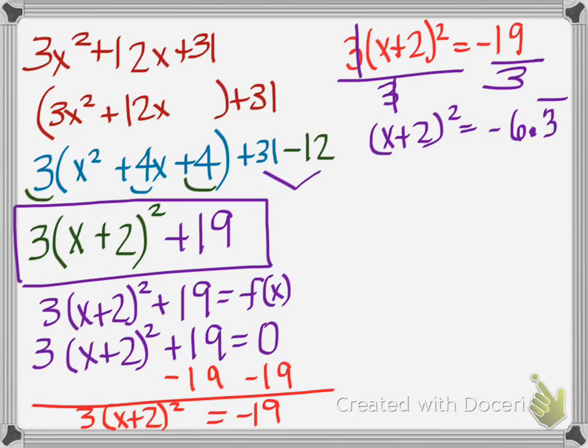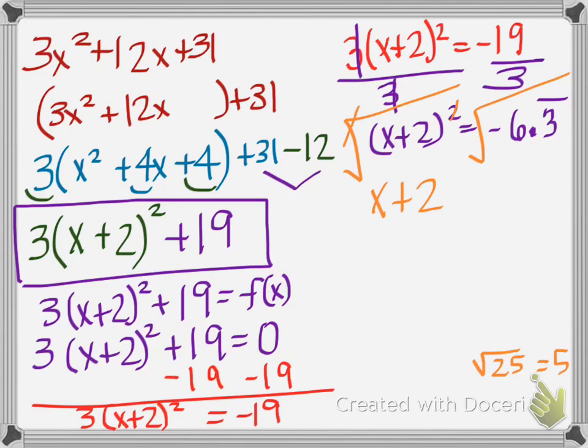As we recall from previously, the next step is to do the opposite of squaring, which is to find the square root. Here, square root and squaring cancel out, so we write x plus 2. But wait a minute. This says a negative under the square root. Let's think about what this means, the square root of 25. It means 5 because 5 squared, or 5 times itself, gives you 25.